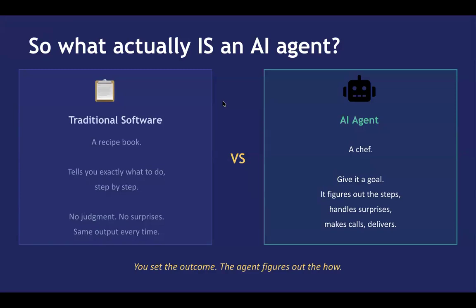And now, what is an AI agent? An AI agent is more like a chef. You give it a goal and it figures out the steps on its own. For a chef, you just say something like, I want pav bhaji, or I want biryani, or I want fried rice. The chef will figure out what ingredients to get, how to make it. It'll handle everything and just give you the outcome at the end. That is exactly what an AI agent is.